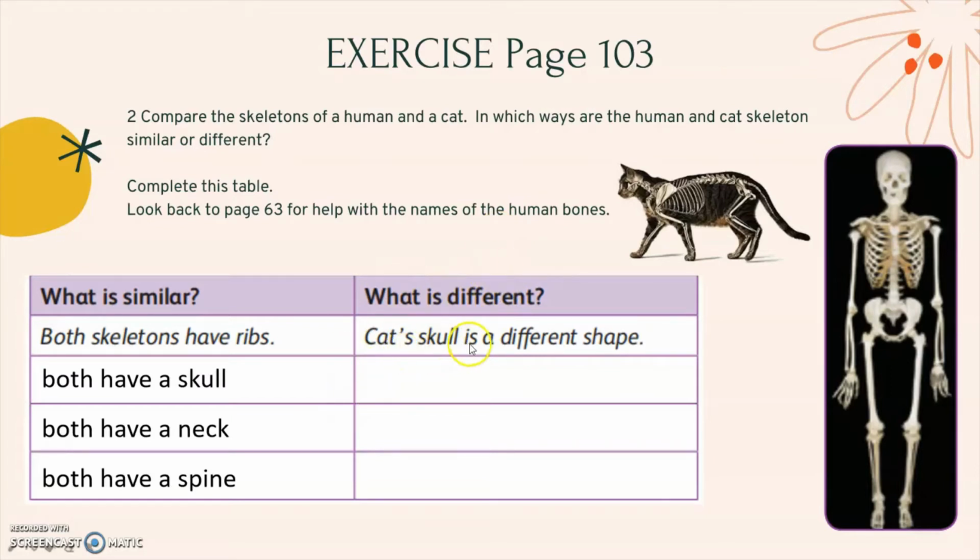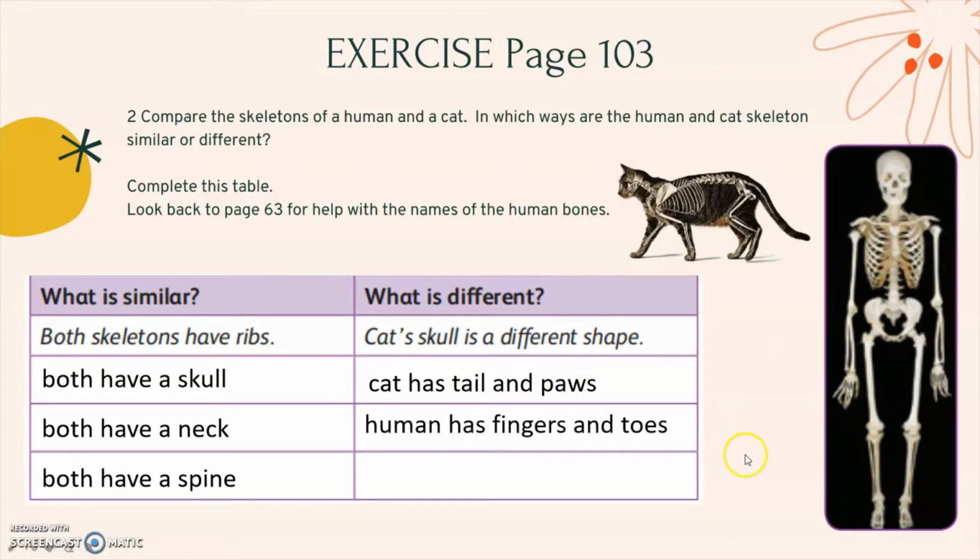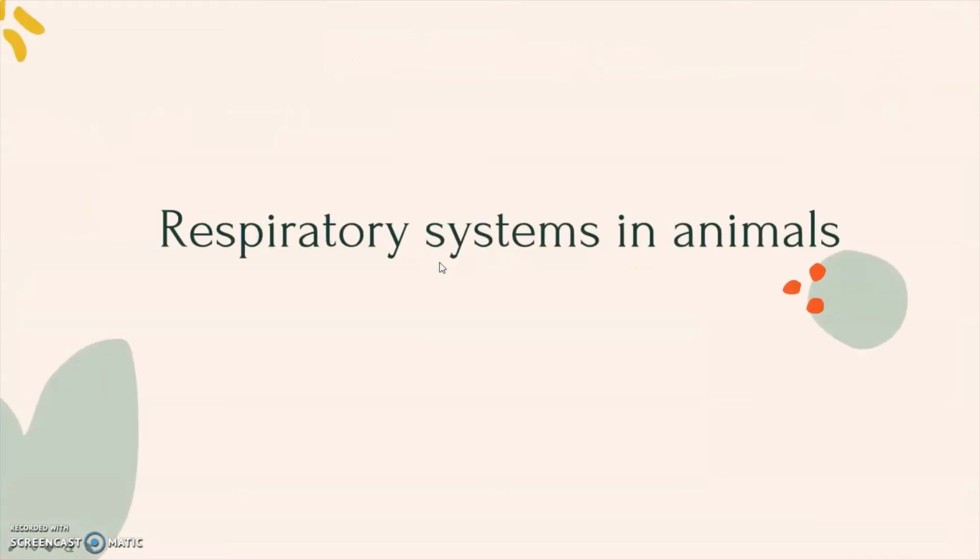Good. The cat's skull is a different shape. And then, the cat has a tail and paws, but humans do not. Next, humans have fingers and toes, but the cat has paws. Good job. Next, you can open your book to page 104, about the respiratory system in animals.